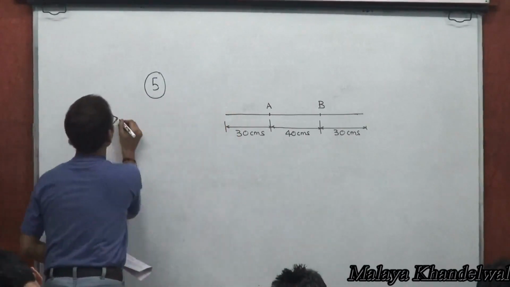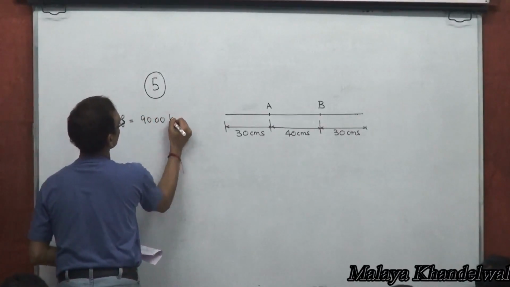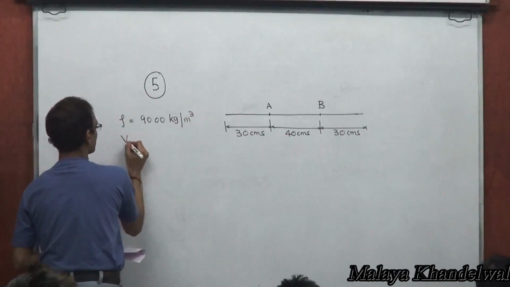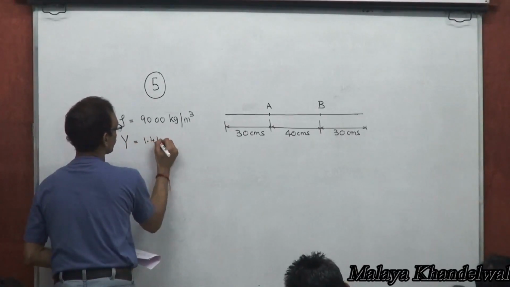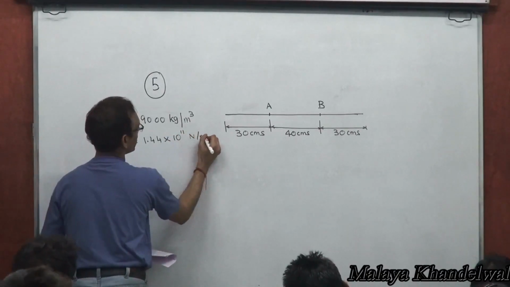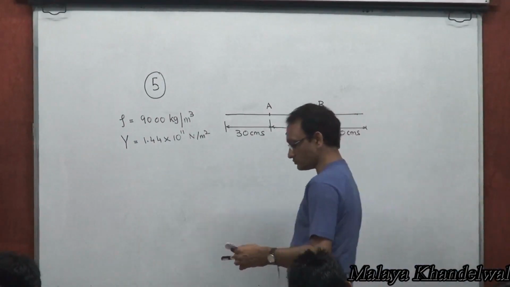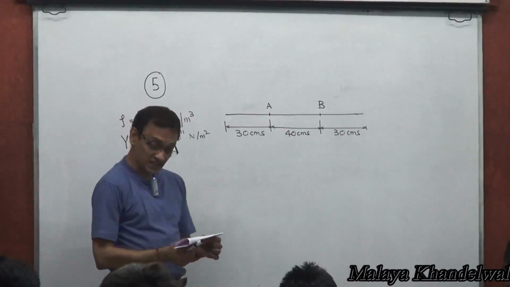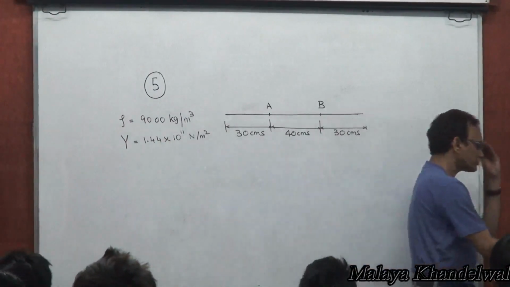The density of the material of the rod is given to be 9,000 kilograms per cubic meter. The Young's modulus, it's not gamma, it must be Y, is 1.44 into 10 to the power 11 Newton per meter squared. That's the elastic property of the medium. We want to find the minimum and the next higher frequency of natural longitudinal oscillations of the rod.